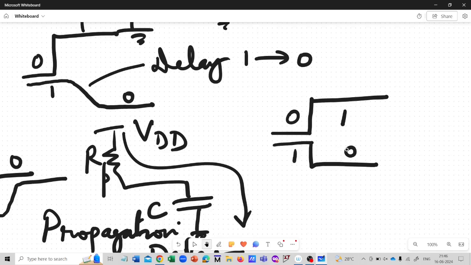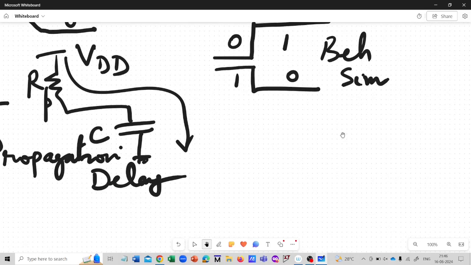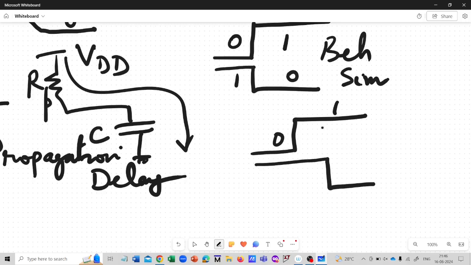So if you are not accounting for the delays, then the transitions will be shown immediately. That is, if you are not incorporating the timing in the simulation, say for example, if you are doing behavioral simulation, the transitions will be seen immediately. But if you are also incorporating the timing, then the transitions will be shown after a delay, which is equal to the propagation delay of the circuit.